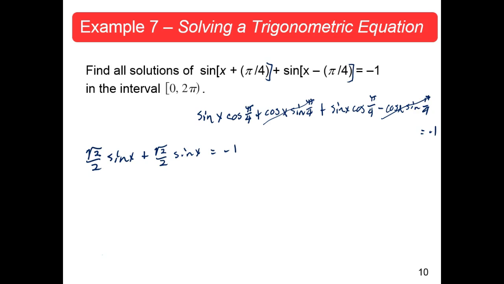Okay. Same terms, so we add them together, and what does that give us? The 2s will cancel out the denominator, so it's just root 2 times the sine of x is equal to minus 1. Now what?